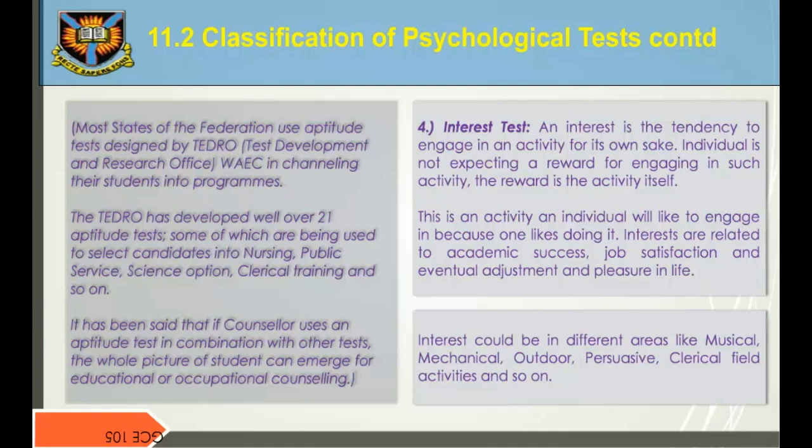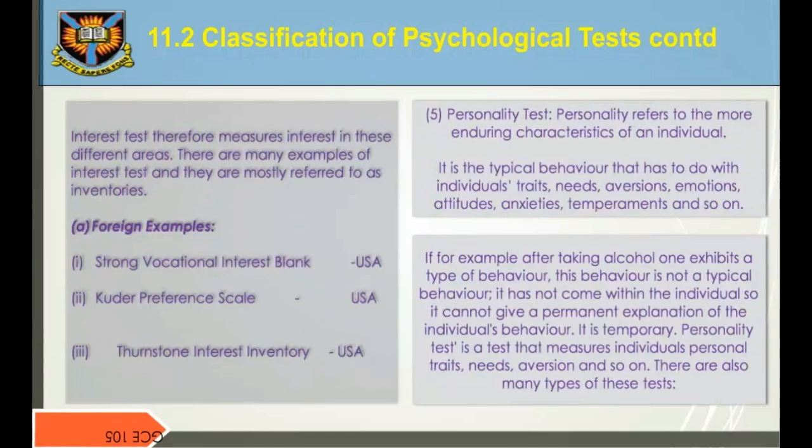4. Interest test. An interest is the tendency to engage in an activity for its own sake. The individual is not expecting a reward for engaging in such activity. The reward is the activity itself. This is an activity an individual will like to engage in because one likes doing it. Interests are related to academic success, job satisfaction, and eventual adjustment and pleasures in life. Interests could be in different areas like musical, mechanical, outdoor, persuasive, clerical field, activities, and so on. Interest test therefore measures interest in these different areas.